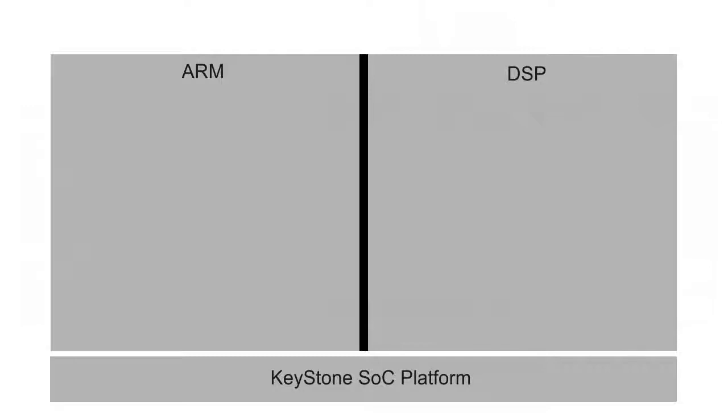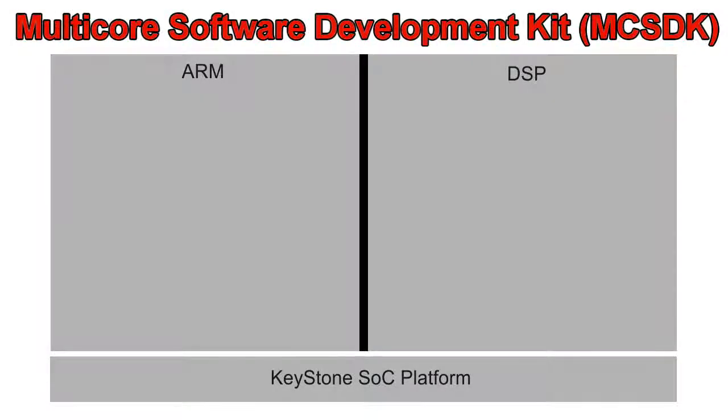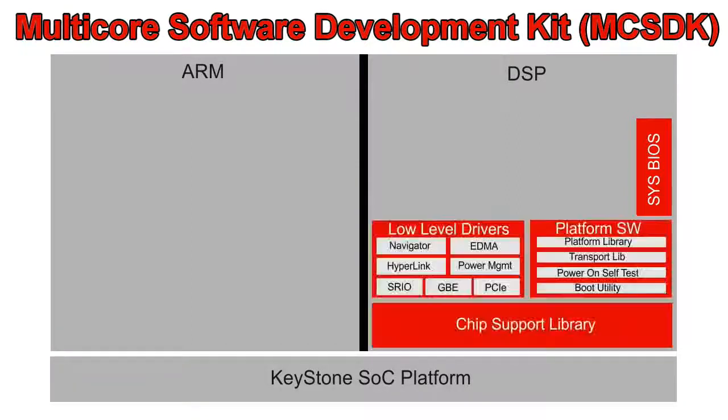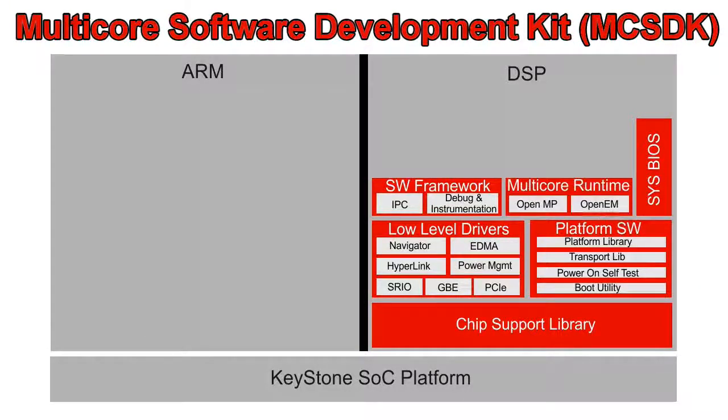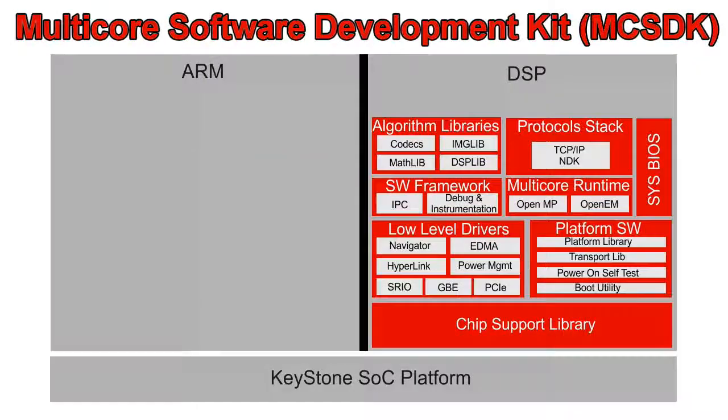The foundational components of the MCSDK for DSP include SysBIOS real-time embedded operating system, chip support libraries, low-level drivers, and basic platform utilities, software framework including interprocessor communication and debug and instrumentation, multi-core runtime software including OpenMP and OpenEM, basic networking stacks and protocols, optimized application-specific and application non-specific algorithm libraries.